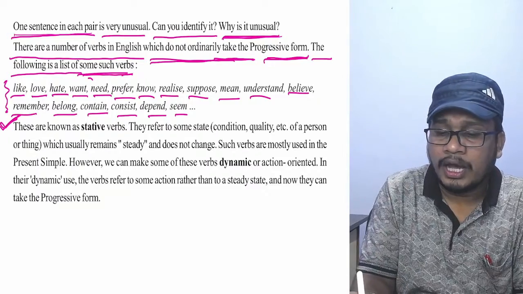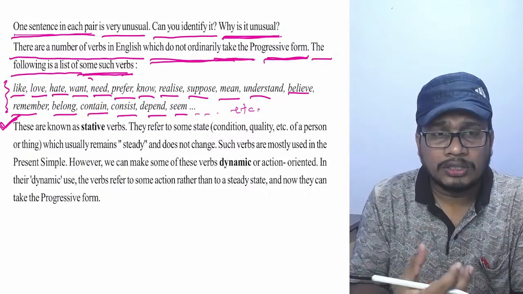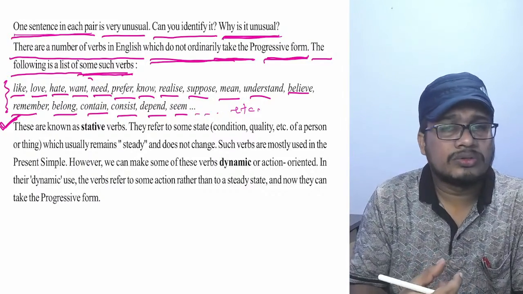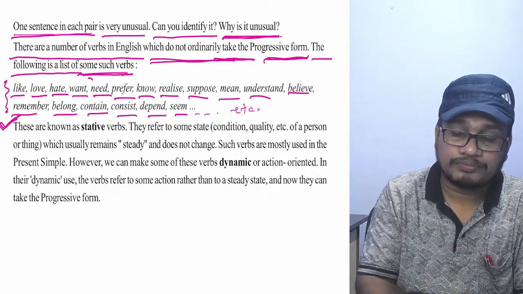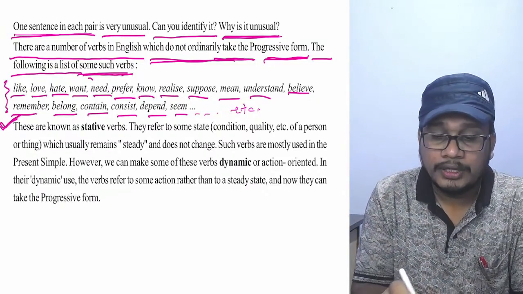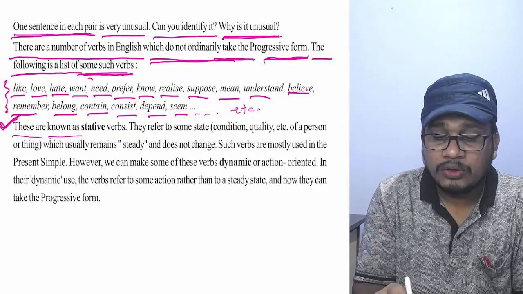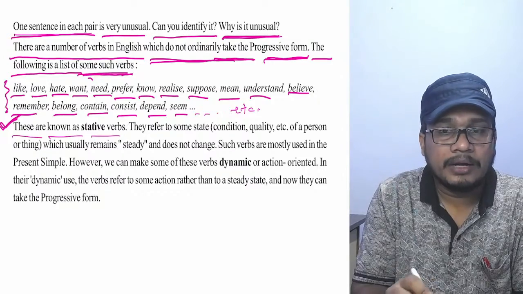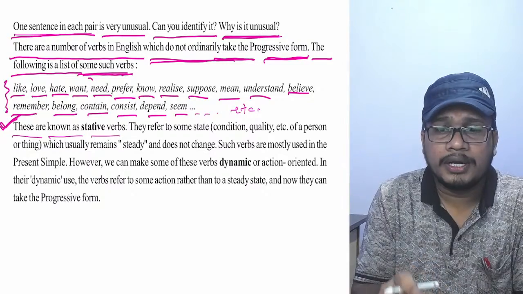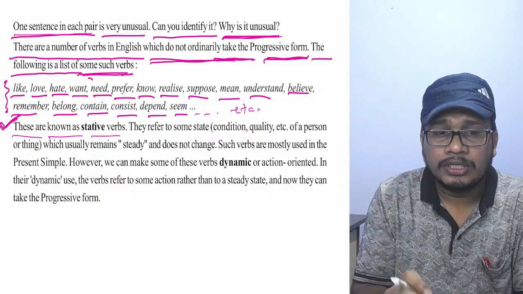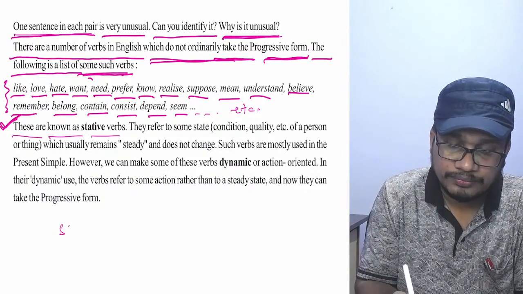There are other verbs also in English which do not ordinarily take the ing form or progressive form. These verbs are known as stative verbs. Remember, a verb that does not ordinarily take the ing form is known as a stative verb.